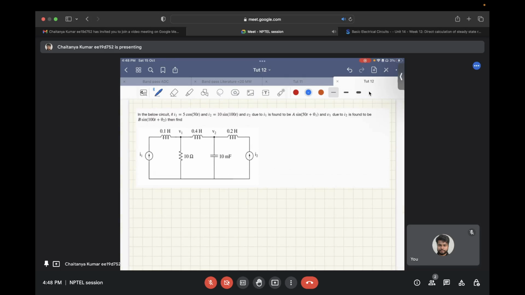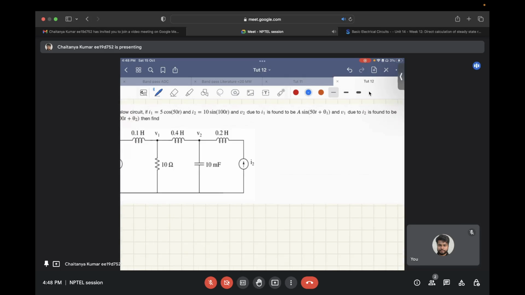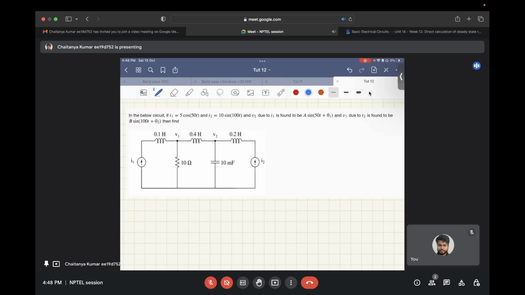Now let's move on to this question. In this question, you cannot directly apply phasors. The problem is that the two input sources that are given have two different frequencies, so you cannot directly apply the phasor in this. In this case, you will have to resort to superposition.